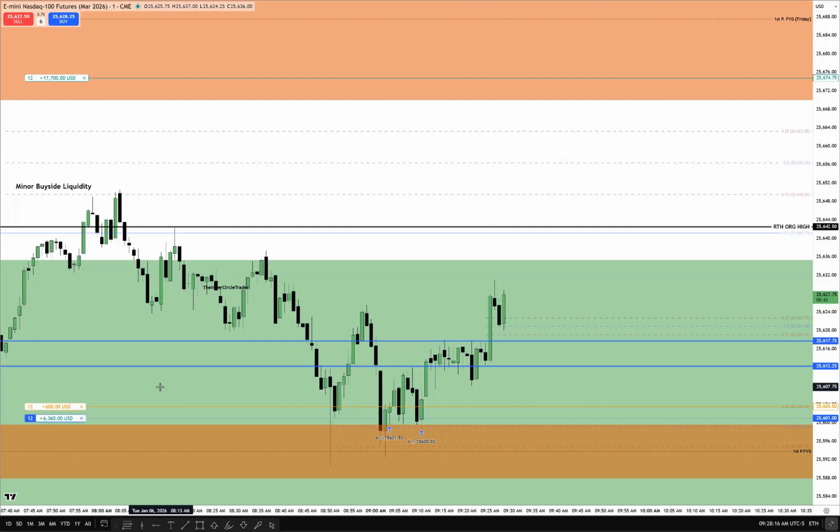You see the reaction off of that? That small little portion open, and we're running higher. We want to see it really aggressively run through that suspension block's high that's shaded in green. I like that right there.